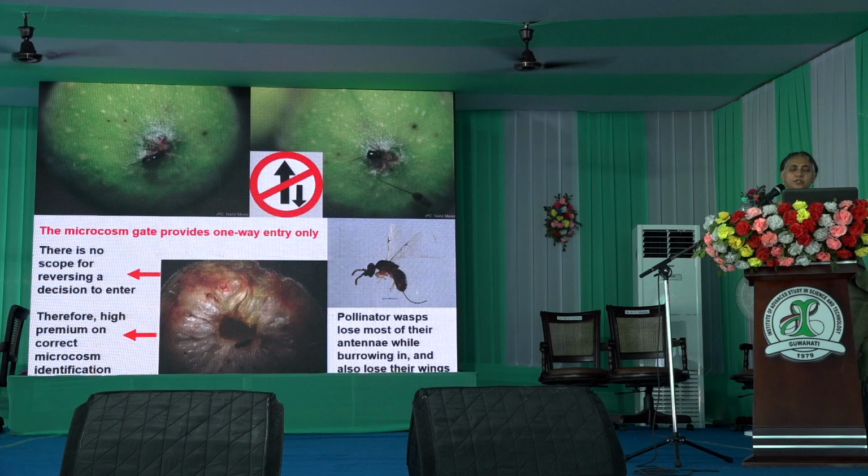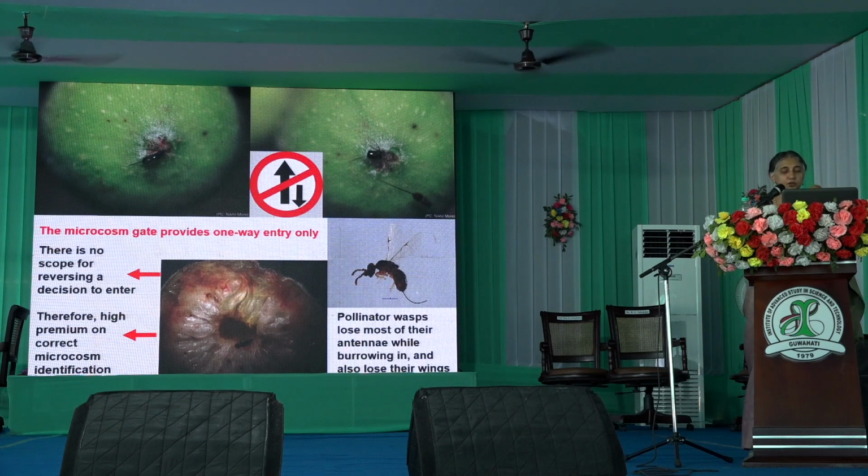Moreover, as I've written on the slide, these wasps lose their antennae in the process of getting through this very, very tight gate. They lose their wings also. So if you've lost your wings and your antennae, this clearly means that you cannot get into another microcosm. You can't reach it. You can't find your way, because that's it.